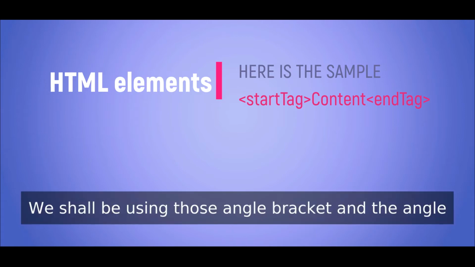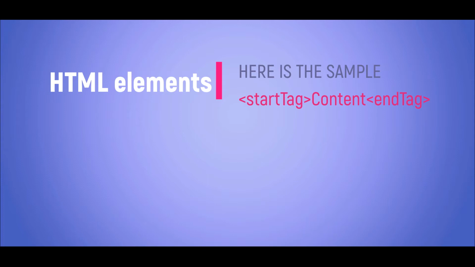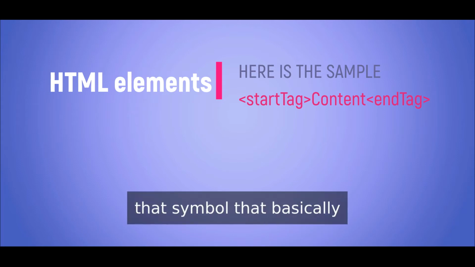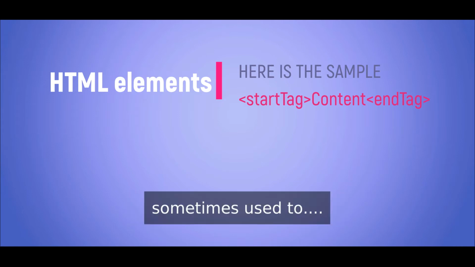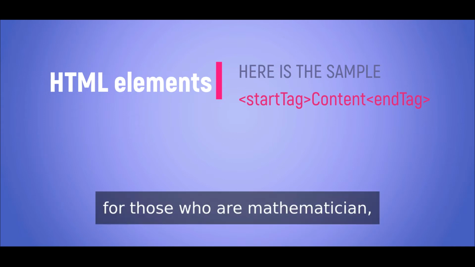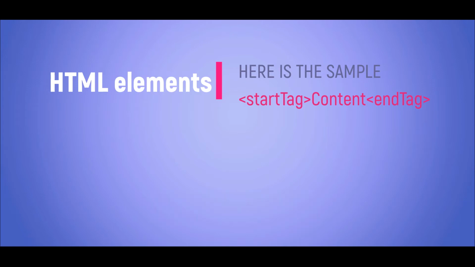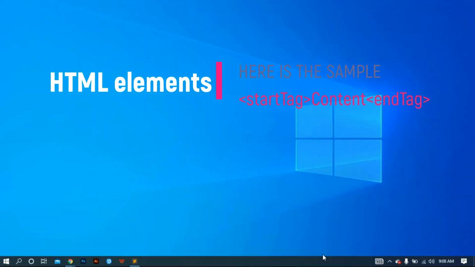Also, guys, I told you that in coding with HTML we shall be using angle brackets, and the angle bracket is just adjacent to M on your keyboard. That symbol is sometimes used to describe less than or greater than in mathematics. Those who are mathematicians, those angle brackets are sometimes used to show the greater than or less than. So, guys, now that you understand the angle bracket and a little bit of HTML elements, let's jump to our text editor so that we may begin the practical session.